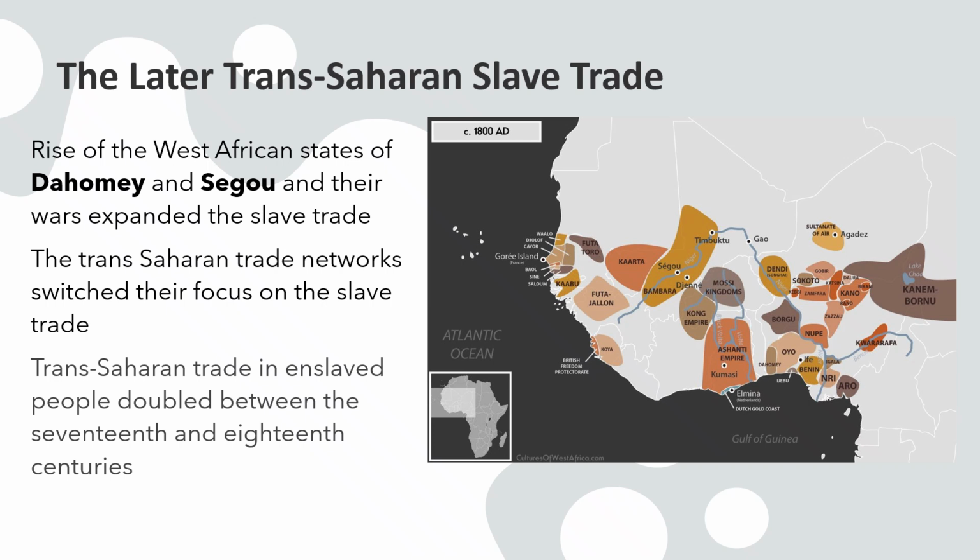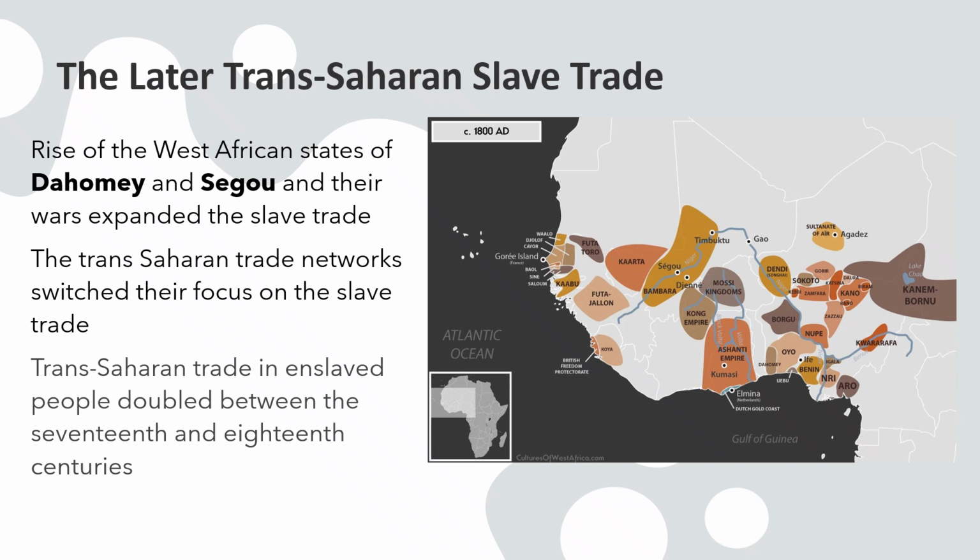So, amongst all of this, two West African states really emerge, the Dahomey and the Segu, and their wars will end up really expanding this African slave trade. The wars of conquest that these two empires generated created captives for these European slavers. It saw a sharp rise in conflict between African states and the related growth in the trade of enslaved captives.